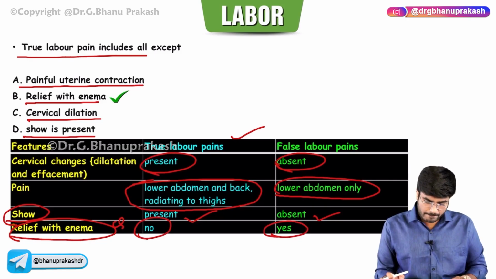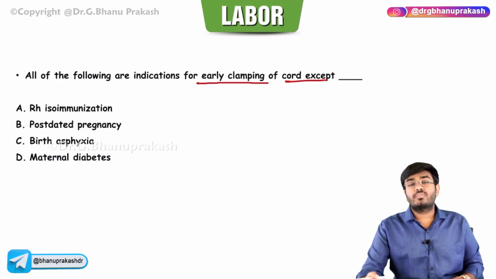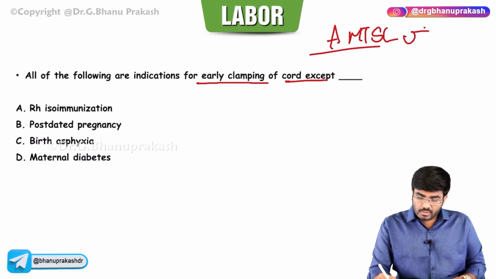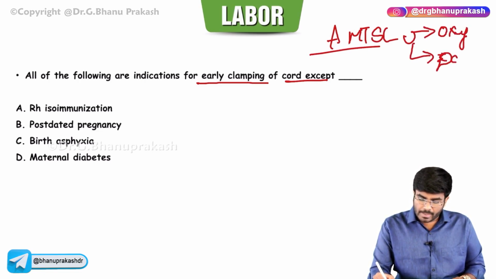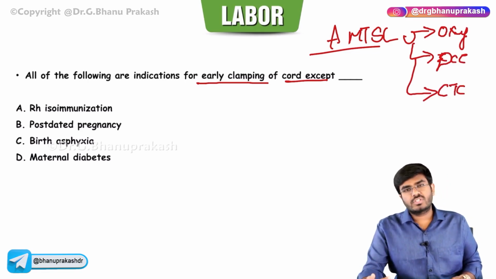Now, all of the following are indications for early cord clamping except. Guys, in active management of third stage of labor, there are three components. What are those three components? Giving oxytocin, delayed cord clamping, and controlled traction of the cord. These are the three components of the active management of third stage of labor.